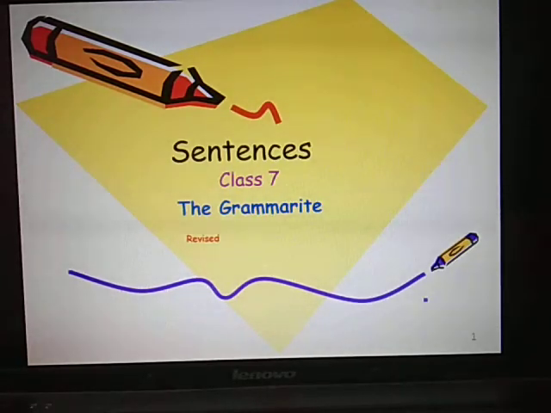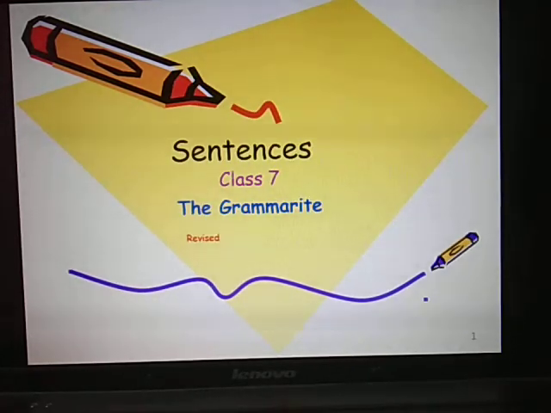Since you started your class, means your studies, you might have learnt somehow what is a sentence. Generally we say a sentence is a group of words which makes complete sense, and generally it has a subject and a predicate, isn't it? So let us see what is there in sentences.